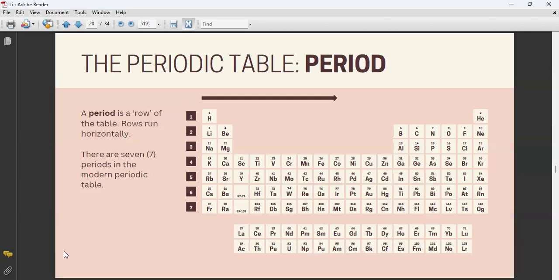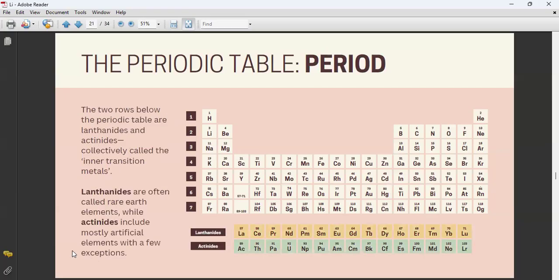Similarly, the periodic table has periods. A period is a row on the modern periodic table which runs horizontally and not vertically. So a period is a horizontal line on the modern periodic table, and there are 7 periods in the modern periodic table. Similarly, there is more about the periods. The 2 rows below the periodic table are lanthanides and actinides. Collectively they are called inner transition metals, and lanthanides are also called rare earth elements, whereas actinides include mostly artificial elements with a few exceptions.